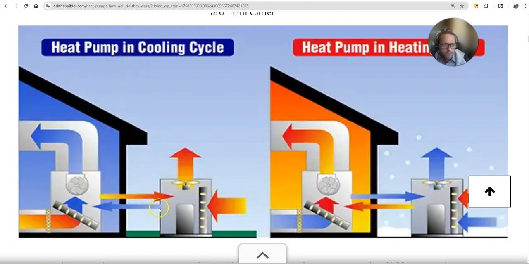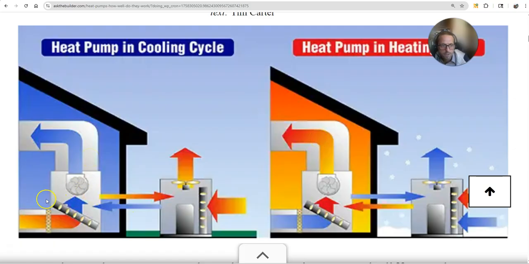Okay, so here's a pretty good image of a heat pump. You can see here, imagine this is your house, or whatever building you're in, and this is the indoor unit, this is the outdoor unit. This is what's called a split system, pretty typical. On the left image you have cooling mode, on the right you have heating mode.